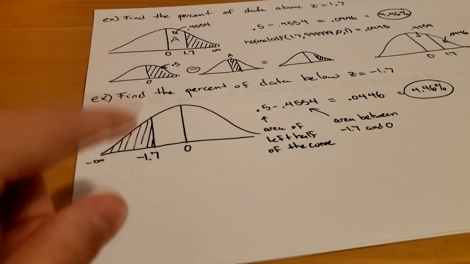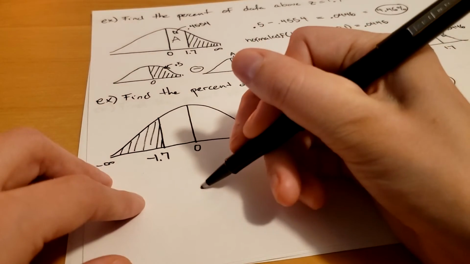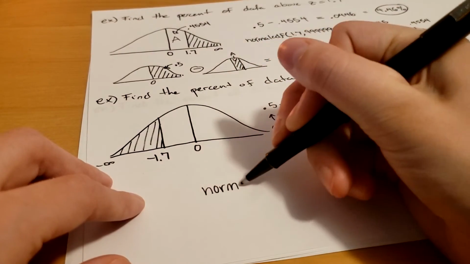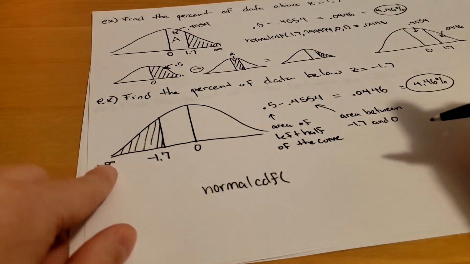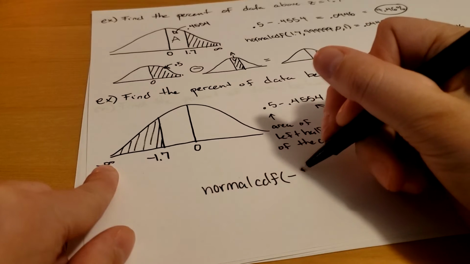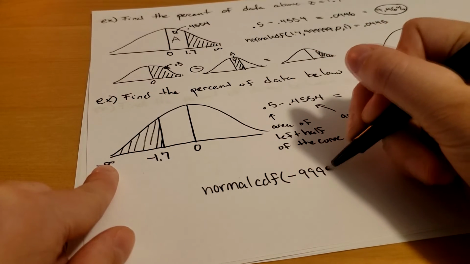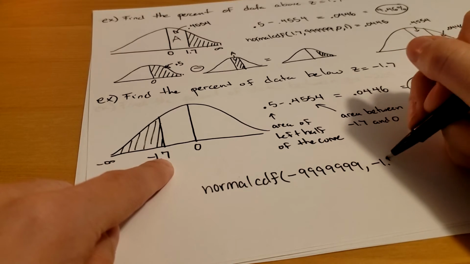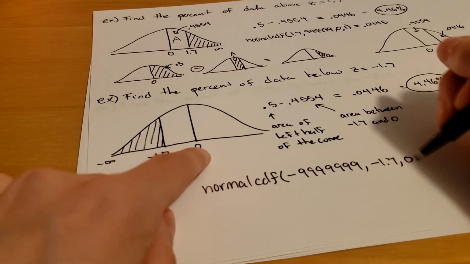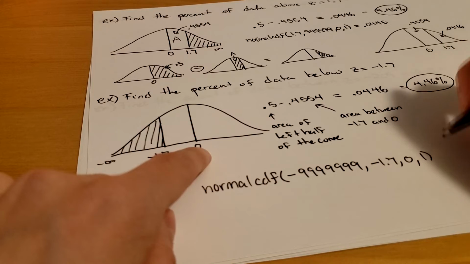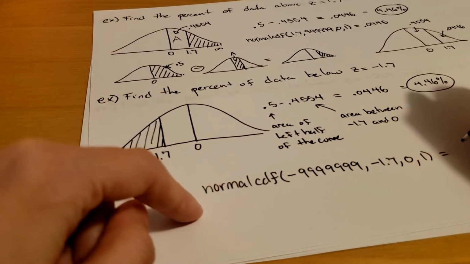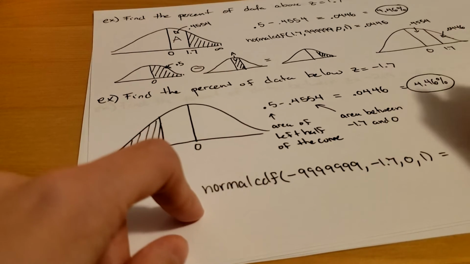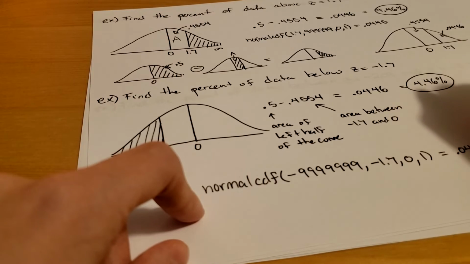If we were to put this one in the calculator, again we would go to normal CDF. Now our lower limit is going to be negative infinity, so we approximate that with a bunch of negative 9s. Our upper limit now is negative 1.7. Our mean is 0, and our standard deviation is 1. If we put all this in the calculator, we end up getting the same answer we had over here, 0.0446.